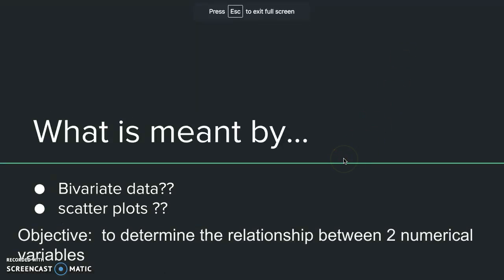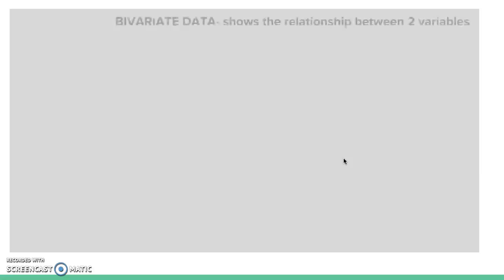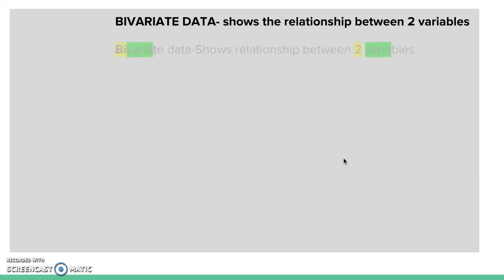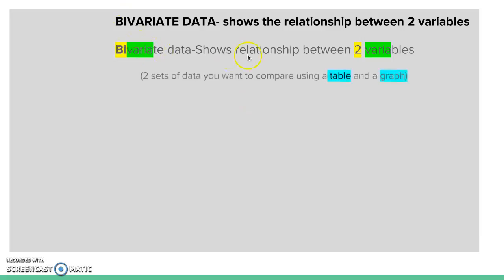Okay, we're finding out what is meant by bivariate data and scatter plots. The objective is to determine the relationship between two numerical variables. Numerical means they're numbers. So notice, bivariate data shows the relationship between two variables. Bi meaning two, they're highlighted, and variate and variable. So it's going to show the relationship between two variables.